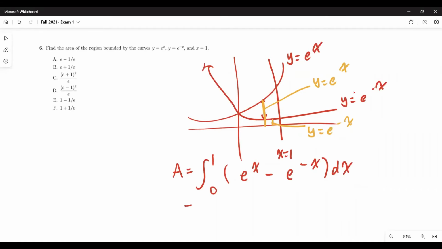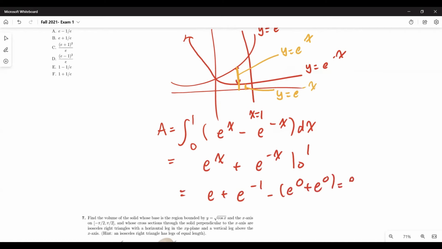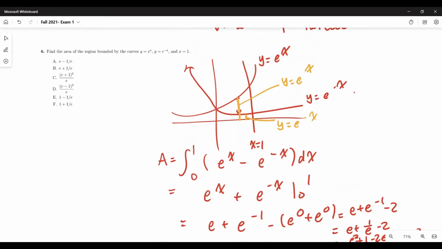So if you integrate this, this will be e to the x plus e to the negative x, from 0 to 1. E plus e to the negative 1 minus e to the 0 plus e to the 0. So e plus e to the negative 1 minus 2. So e plus 1 over e minus 2. This can be written as e squared plus 1 minus 2e over e. And this is just (e minus 1) squared over e. So the answer is D.